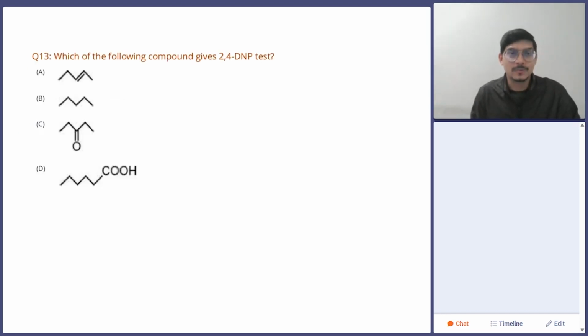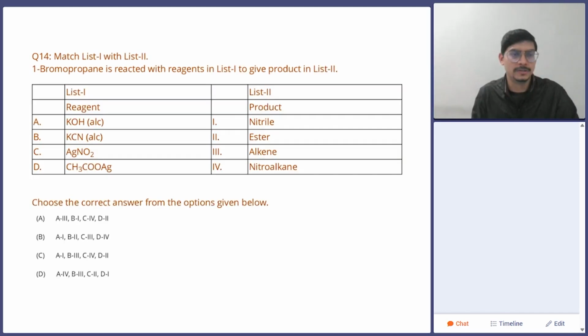Next question, again, a very simple question. Which of the following compounds gives the 2,4-DNP test? It is a test given by aldehydes and ketones. The only carbonyl compound here is option C, right? That's a ketone. It will give the 2,4-DNP test.